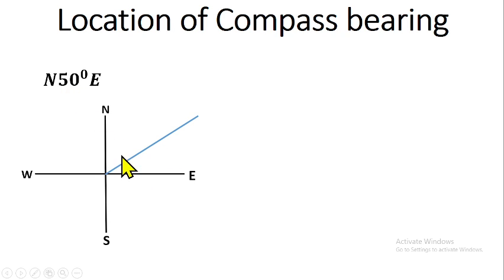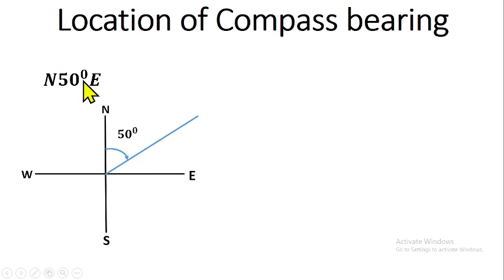This angle 50 degrees, although I'm already in northeast, which is from here to here. But where will I put the angle? Am I going to put the angle here, or here? The angle will be from the north to the east, so I'm going to put the angle here. It will go from here to here, 50 degrees. If you put it here, that means you are telling us you are moving from the east to the north, which is not valid in compass bearing. You cannot move from the east to the north.